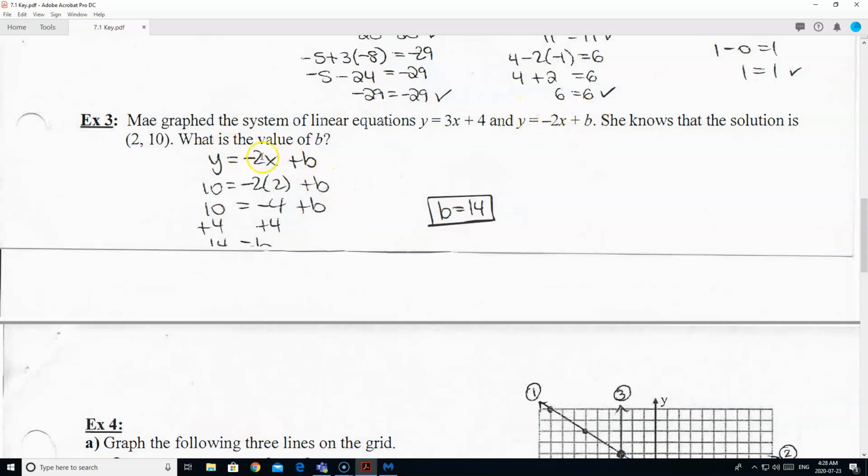And that's what they do. They use that equation, and then they solve for b. You don't even need this equation here. You're just using the one over here. And eventually you get b equals 14.